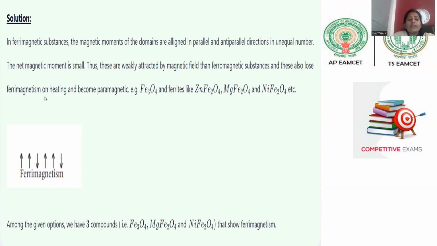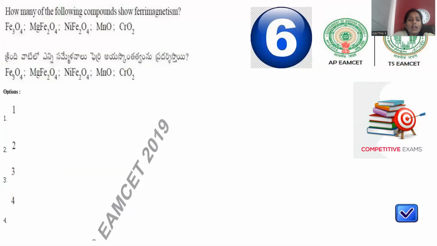They also lose ferrimagnetism upon heating. Being an infinitesimal quantity, upon raising the temperature, even that extent of magnetic field is lost. And they are converted into paramagnetic in nature. The compounds Fe3O4 and ferrites like zinc iron oxide, magnesium iron oxide, nickel iron oxide are ferrimagnetic in nature. So given options are Fe3O4, magnesium iron oxide, nickel iron oxide. These three are ferrimagnetic substances. So the correct answer will be option number 3.